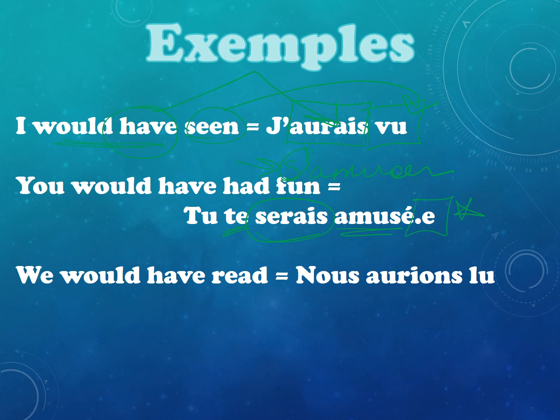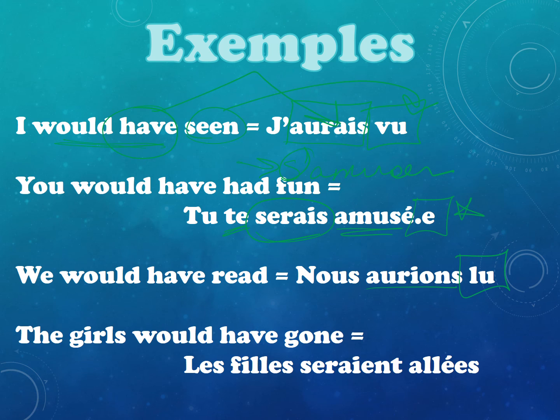We would have read. Nous aurions lu. Again, avoir is my helping verb, so I'm putting that in the conditionnel, and then lu is the past participle of to read. The girls would have gone. Les filles seraient allées. Aller is conjugated with être in our composite tenses, so I'm using être here in the conditionnel. And here I add the es. I don't need the parentheses like I do up here because I know it's les filles, which means it has to be feminine and plural.